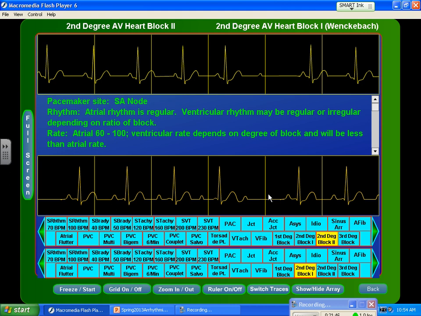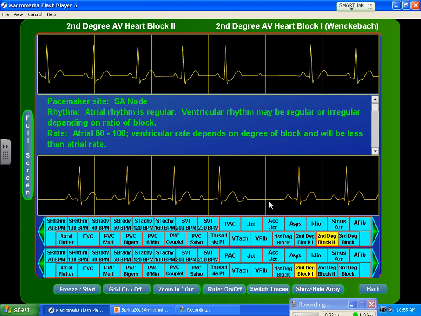Because of the randomness of the dropping of the QRS, it's hard for them to compensate. I think what happens with type 1 here is that their body is adjusting to that longer, slower P to R interval. So when the QRS is dropped and then they kick right back into a decent complex, it doesn't seem to be as stressful to their heart. But occasionally they will need a pacemaker for either type.